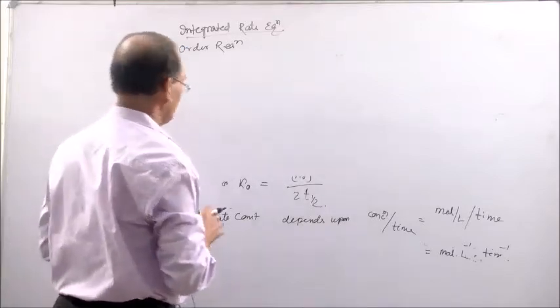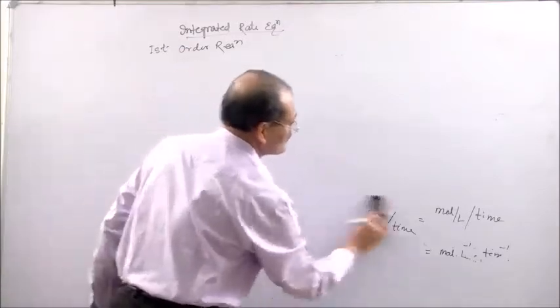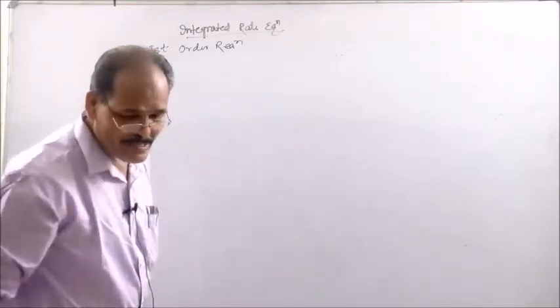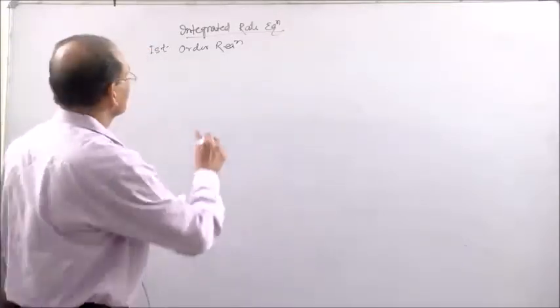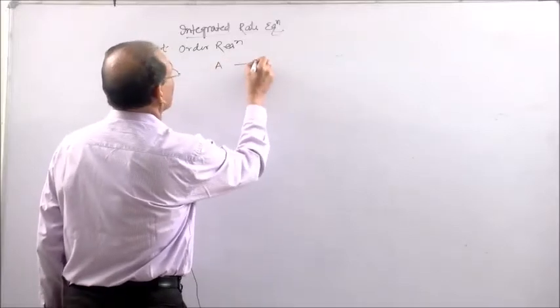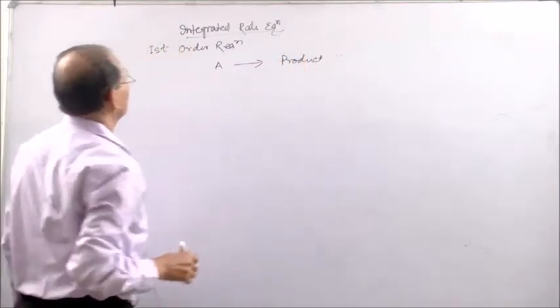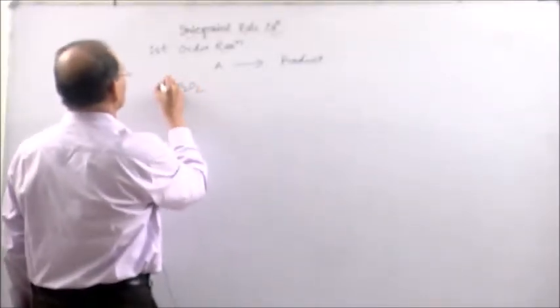First order rate reactions. What are the first order rate reactions? That means it depends upon one concentration term, A giving the product. So, let us take examples.